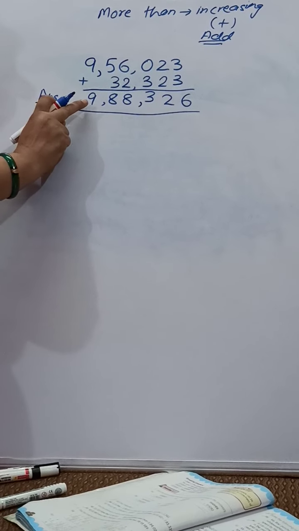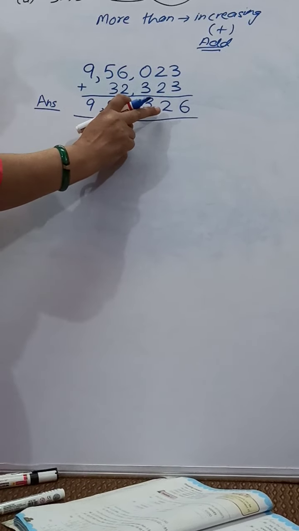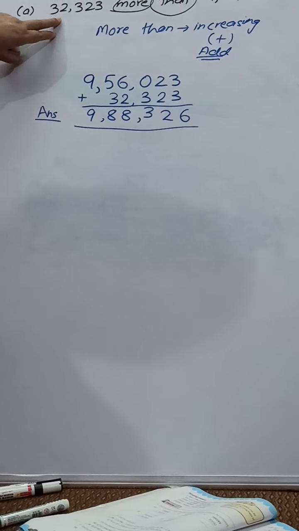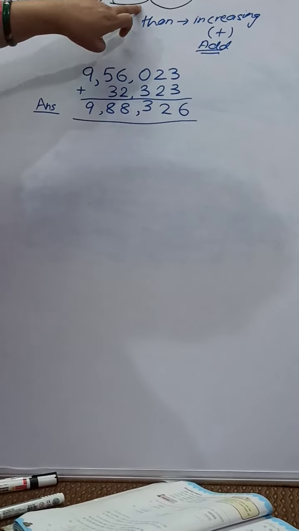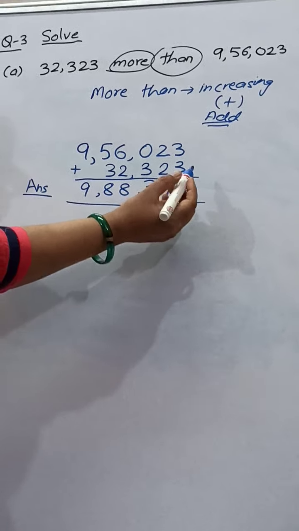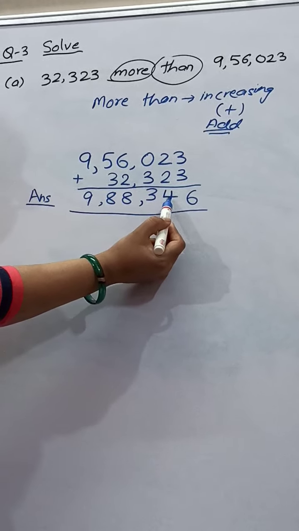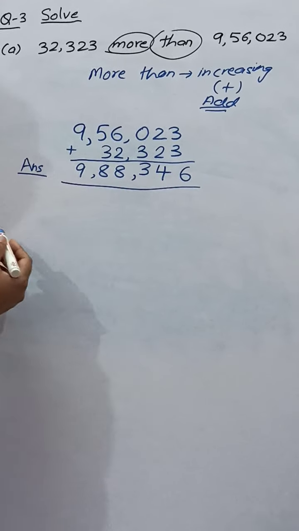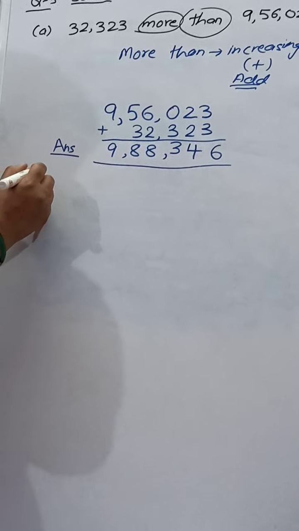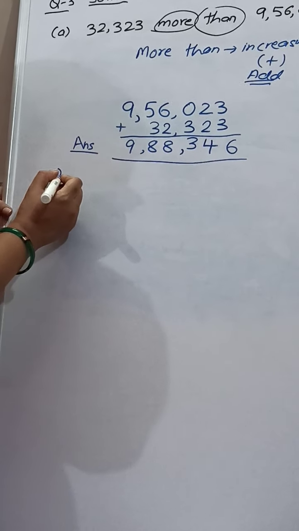So we can write that 9,88,326 is 32,323 more than 9,56,023. So this is 2 and 2, 4. We have written it 2 by mistake. Let's go on to the B part. B part you will try yourself.